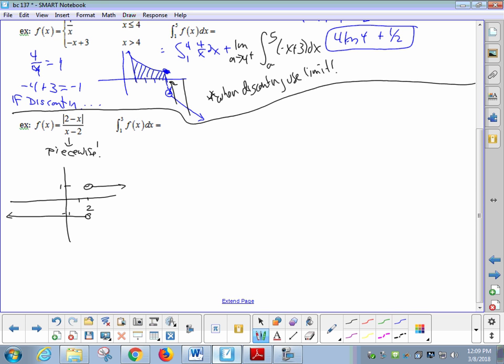Now, because it's discontinuous, when I go to integrate I must use a limit approach. Just give me your setup of the limits, please. Limit as a goes to 2 from below, of the integral from 1 to a of, what's the function in that region? Negative.